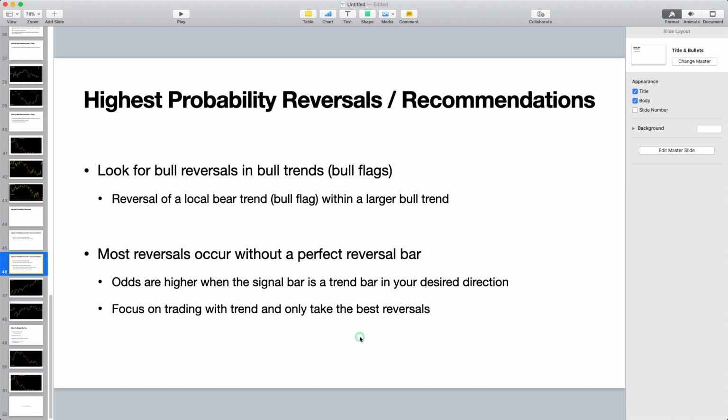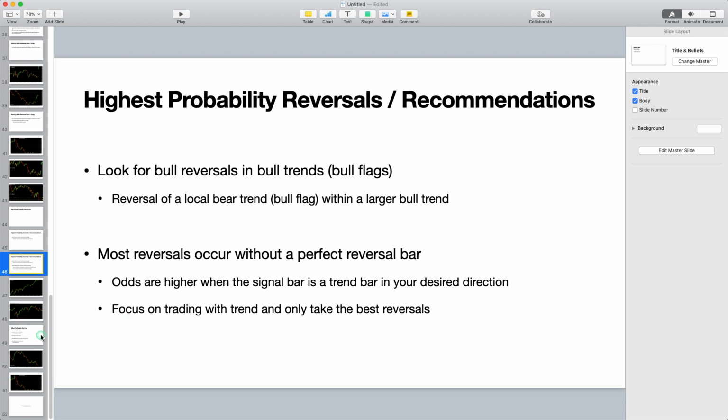And the best thing for us to do is to focus on trading with trend. So trade those high probability reversals, which are bull flags in bull trends and bear flags in bear trends, and only take the best reversal setups. So when we're looking for a reversal of a major bear trend or a major bull trend, wait for the context to be right and only take the best ones. Otherwise, just focus on trading with the trend.